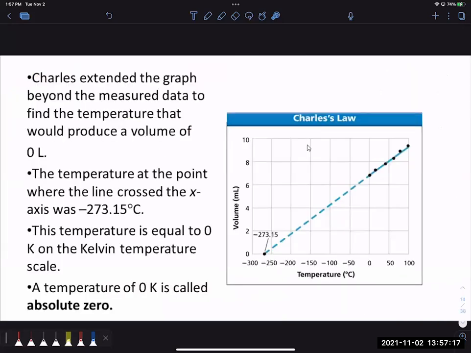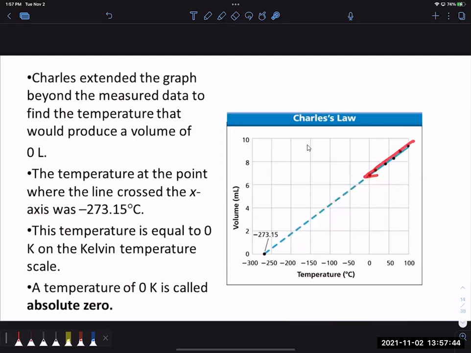So Charles, of Charles' law, is the guy who did these experiments. And he took his graph because most things at temperatures this low are not going to be gases anymore. But he did his experiments up here. And then he drew this straight line. If you have something that's directly proportional, the relationship between them will be a straight line. He said, what if I go backwards?